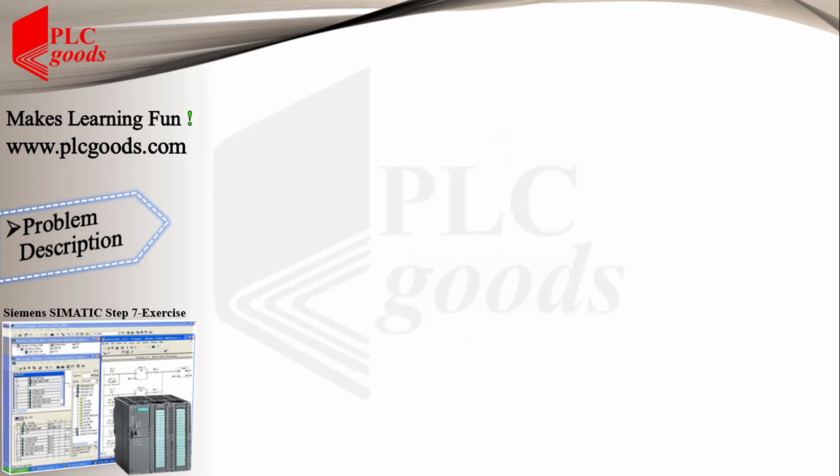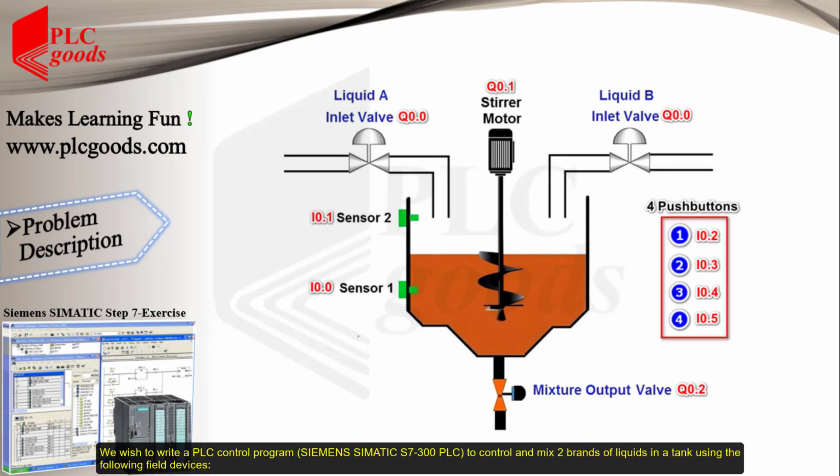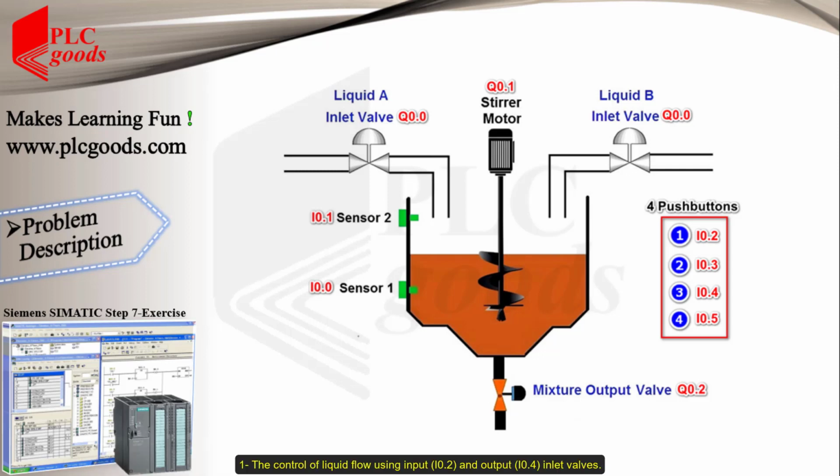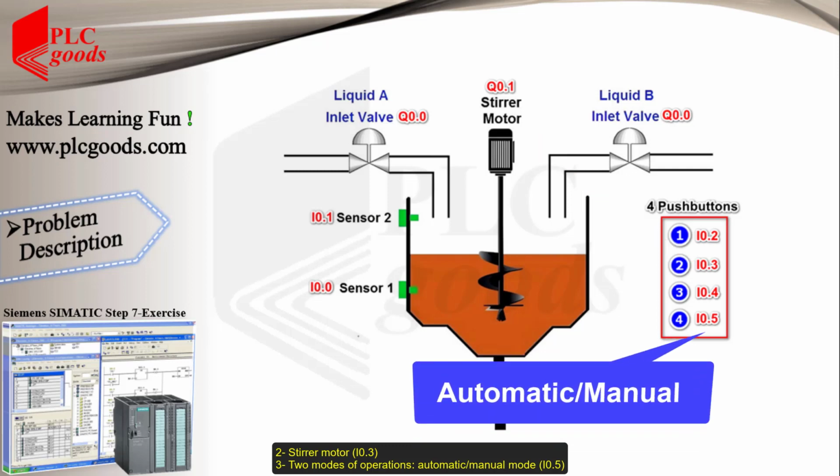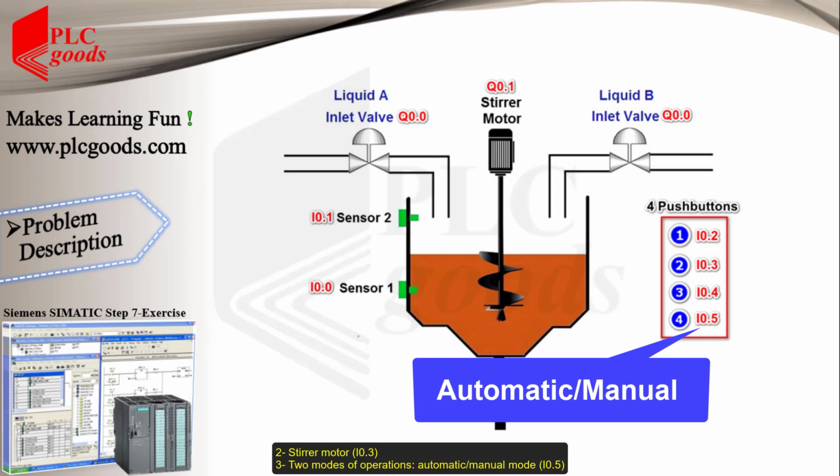Problem description. We wish to write a PLC control program using a Siemens Simatic S7-300 PLC to control and mix two brands of liquids in a tank using the following field devices. 1. The control of liquid flow using input I0.2 and output Q0.4 inlet valves. 2. A stirrer motor, I0.3. 3. Two modes of operation, automatic and manual mode.